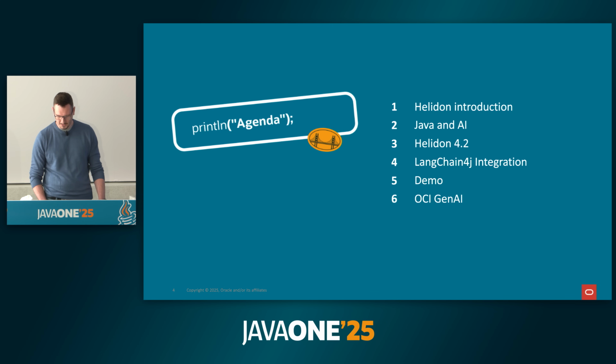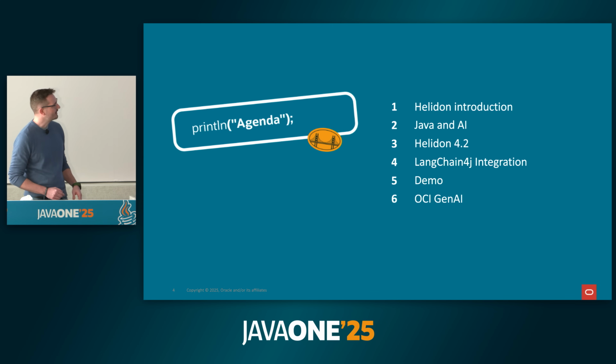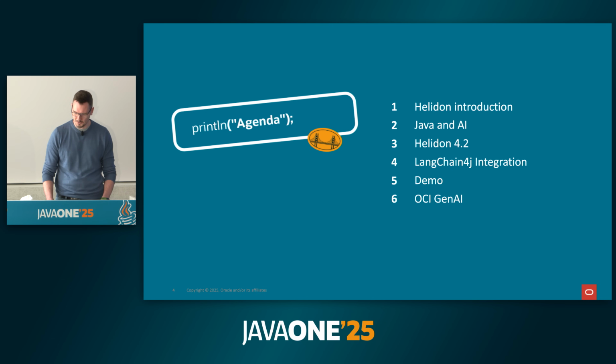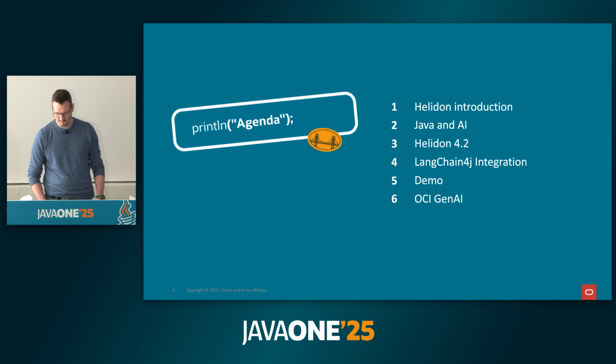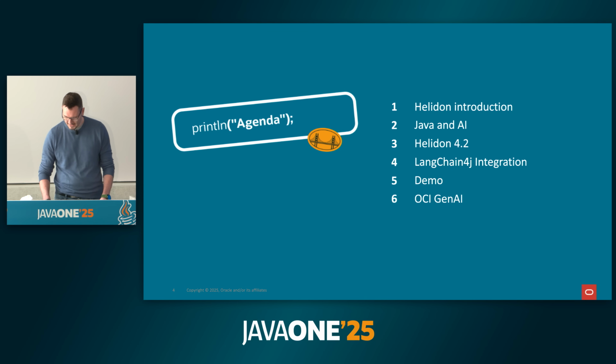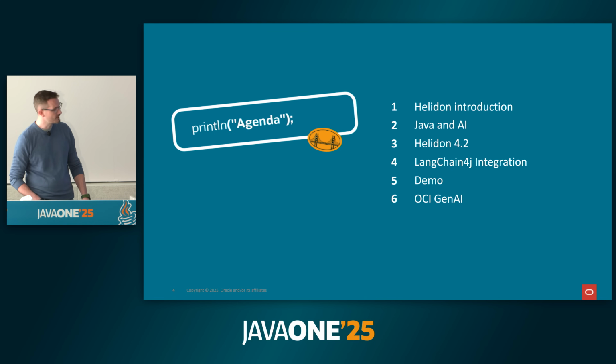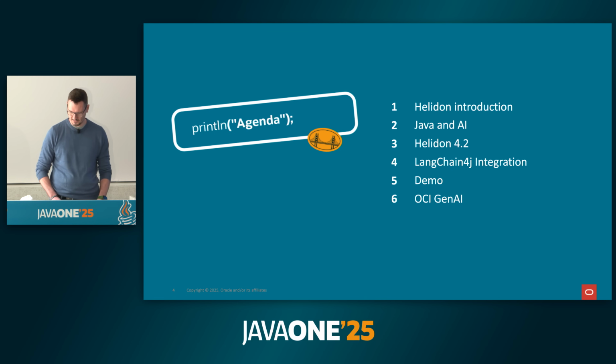And after that, we will take a look at LangChain4j integration in Helidon. This is the new thing. Then I will do a short demo, so you can see how fast we can set up things with Helidon and make the AI application running. And if you have time at the end, we will take a look at the GenAI and how you can use it in Helidon, the OCI GenAI. How many of you have used the OCI GenAI? No one yet. So we will see how it works.